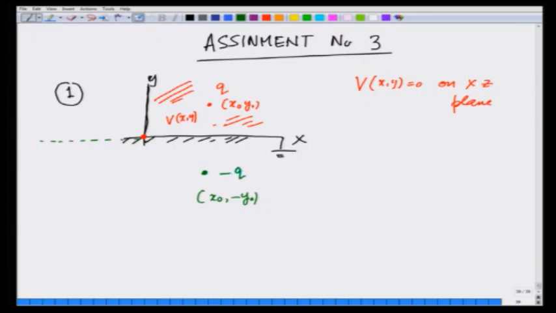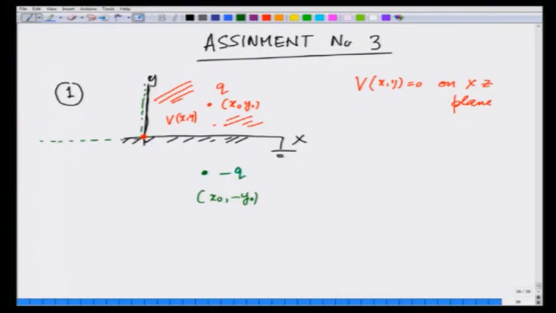However, this does not make it 0 on the yz plane, that is this plane. To make it 0 on that plane, I will now put a charge minus q at minus x naught and y naught. That will make the potential 0 all over this, but this then creates a potential on the xz plane again, and I got to neutralize that.